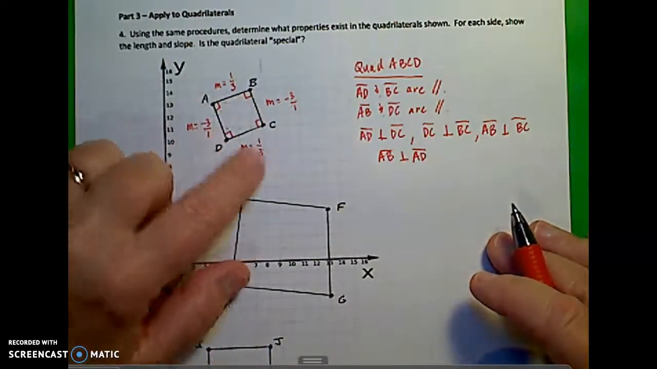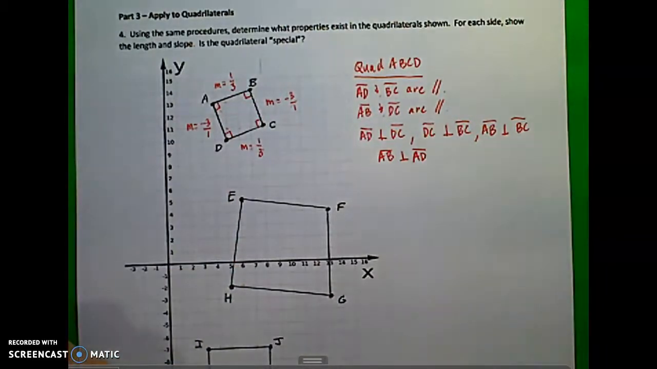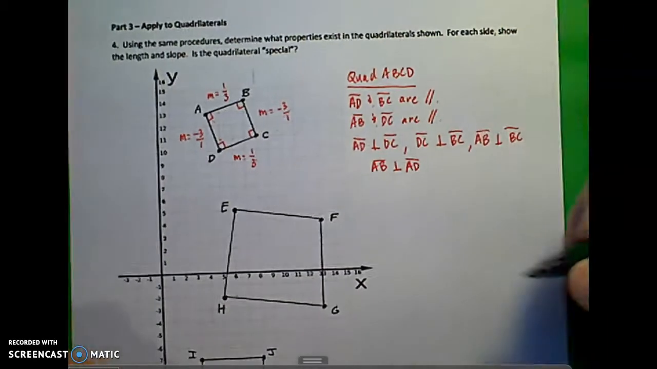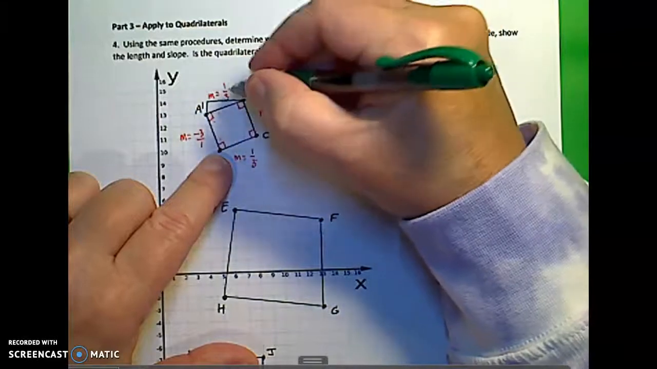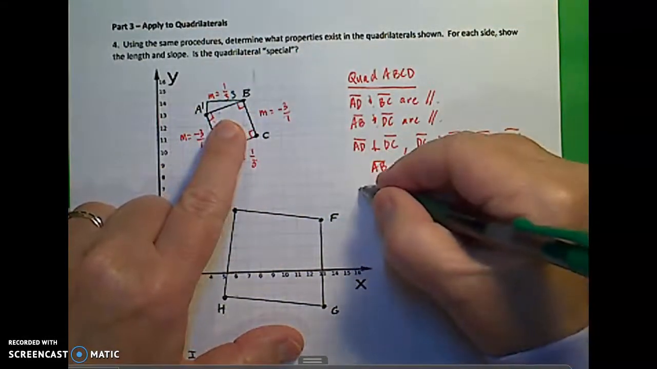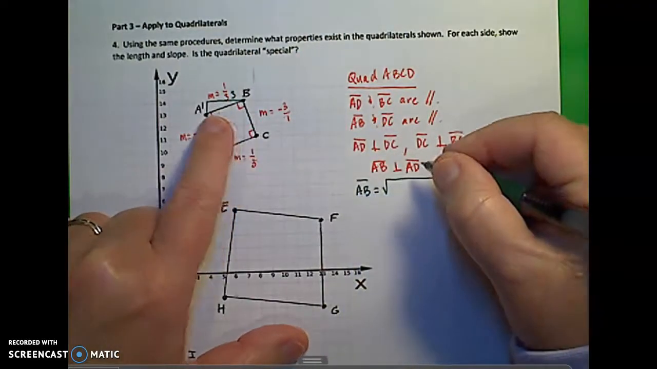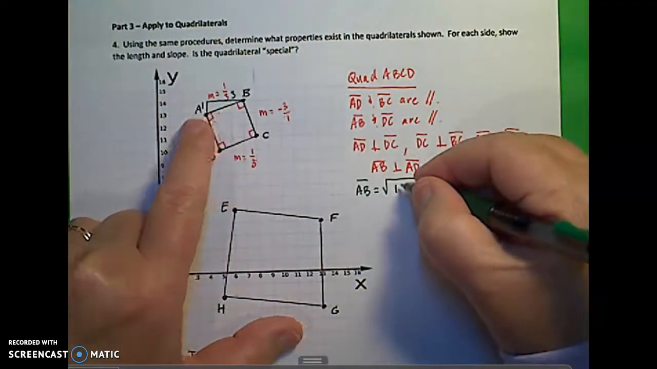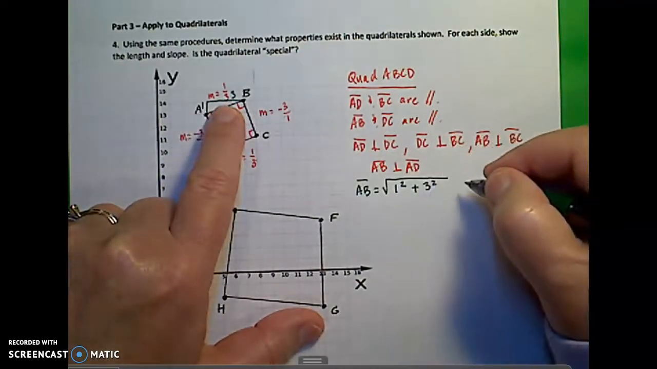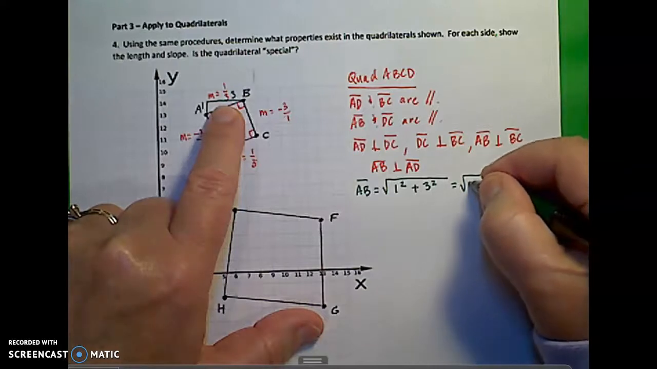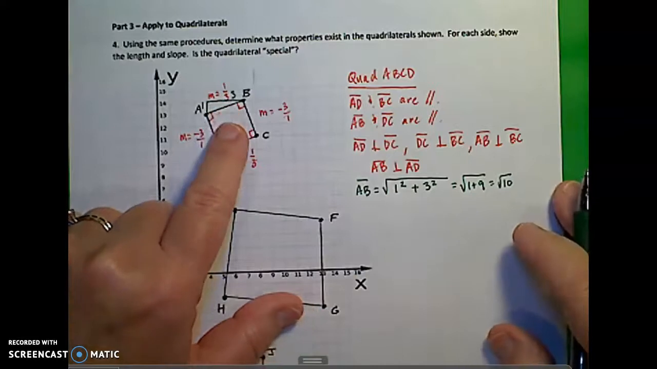I need to make sure that the side lengths are the same. I'm pretty sure that they are here. Let's look at the side lengths. If I just build a triangle here, I know I have a side of 1 and a side of 3. So let's see, AB would be, remember, take the difference in the y values, which is 1, square it. Difference in the x values, which is 3, square it. And I get the square root of 1 plus 9, or the square root of 10. I'm going to just leave it like that.